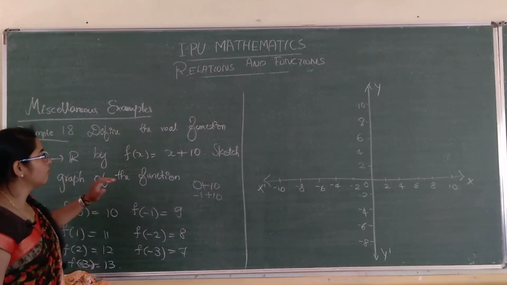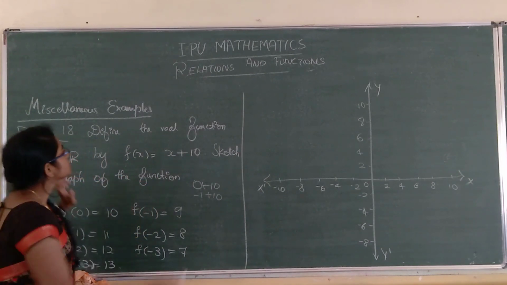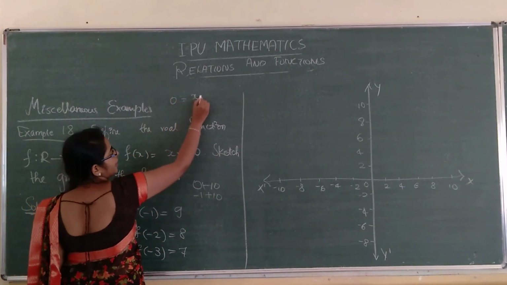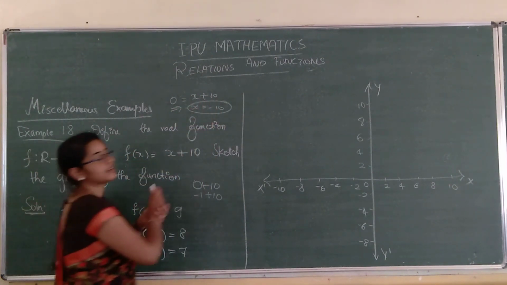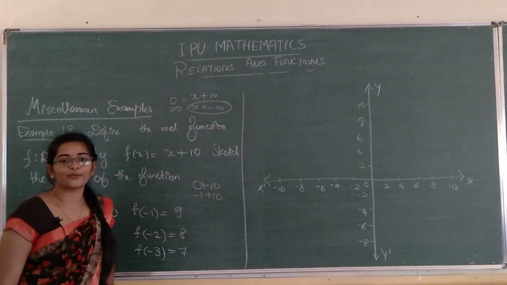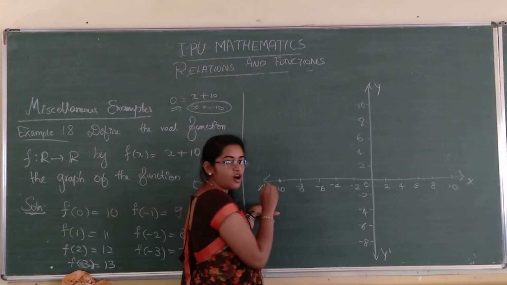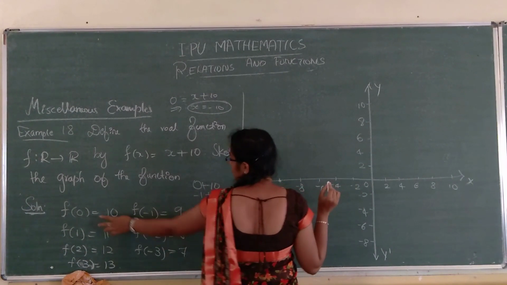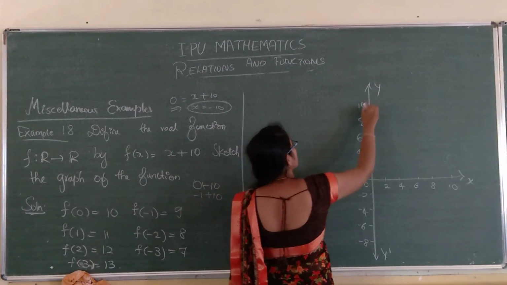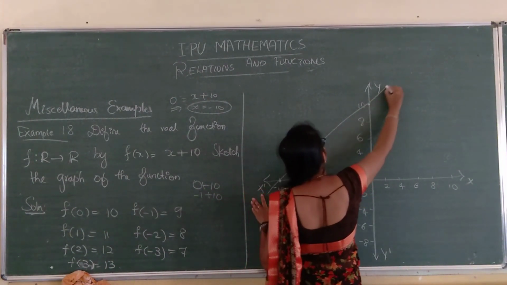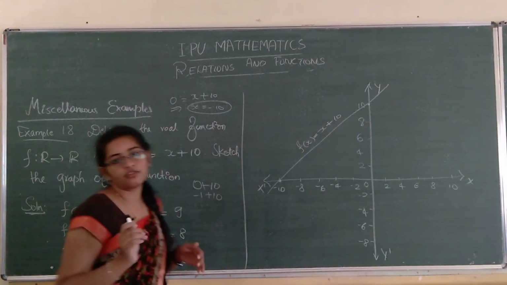Just see that. If we have f of x is equal to 0, then what is our x? What does that imply? X is equal to minus 10. So at x is equal to minus 10, what we get is y is equal to 0. So x is equal to minus 10, comma 0 is a point. Then x is equal to 0 and y is equal to 10 is a point. So by joining these two points, we will get the graph of f of x is equal to x plus 10. This is how we draw the graph of a function.